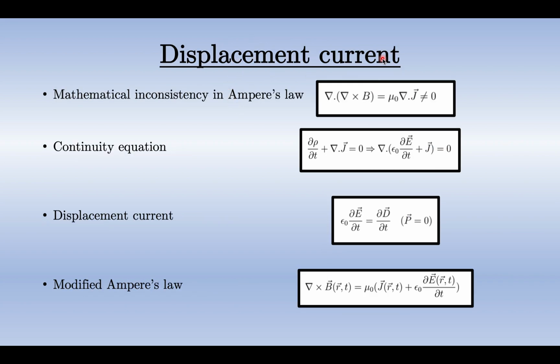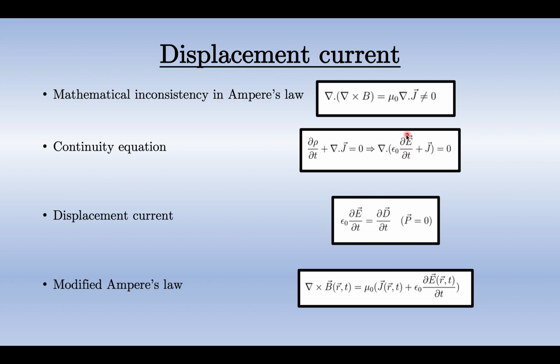Then we have the idea of the displacement current, which is regarding the mathematical inconsistency in Ampere's law. What we realize is that Ampere's law is not correct mathematically, because if we take the divergence of the left hand side, we won't get that to be equal to 0, although it must always be equal to 0, because it's a curl. So there needs to be some correction. We turn to the continuity equation, which is del rho by del t plus divergence of j equal to 0. From that we can express it as divergence of epsilon naught del E by del t plus j equals 0.